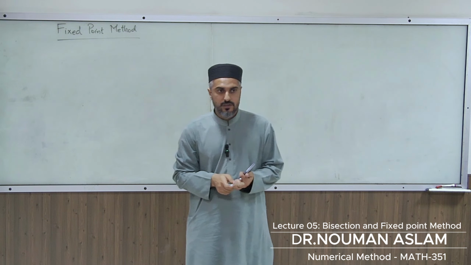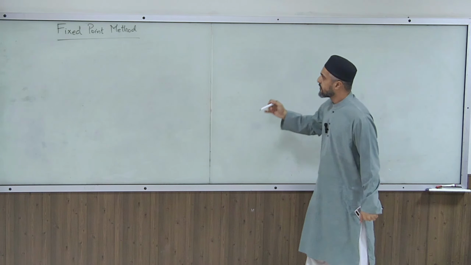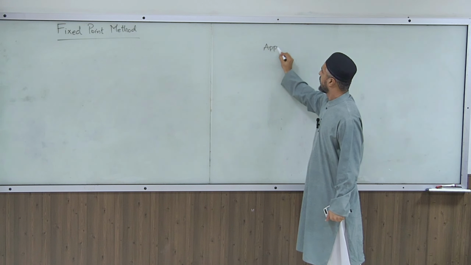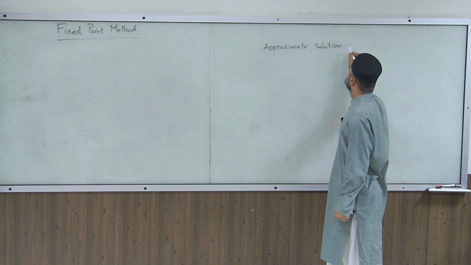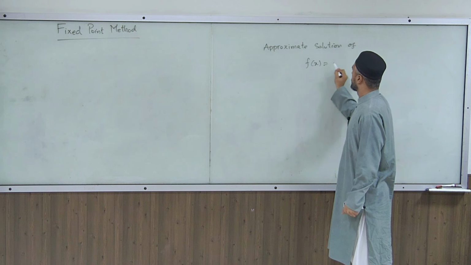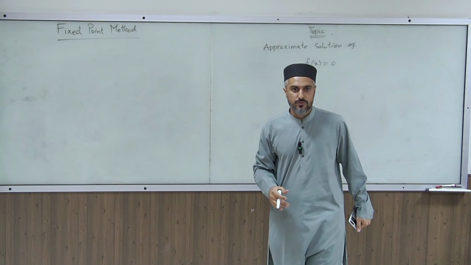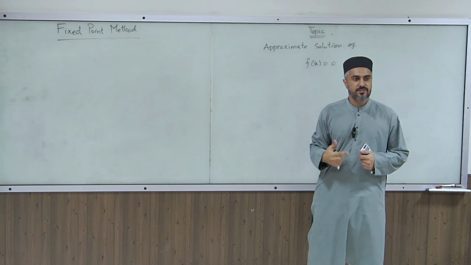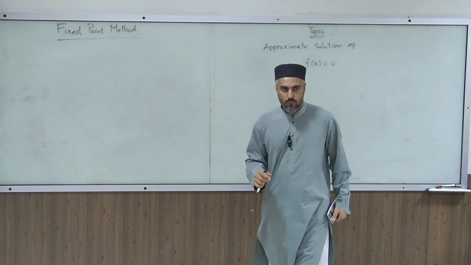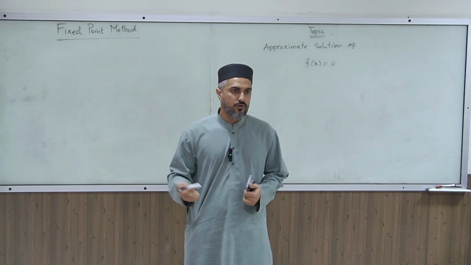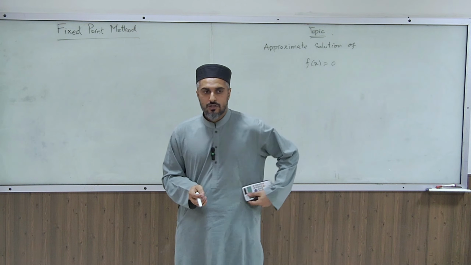We are going to the second method under our topic number one. Our topic number one is approximate solution of one variable equation. So this is our topic that we are trying to do, and the first method we did is the bisection method. Now this is the second method, called the fixed point method. So first try to understand what a fixed point is, and then we go towards finding the procedure of the fixed point method.